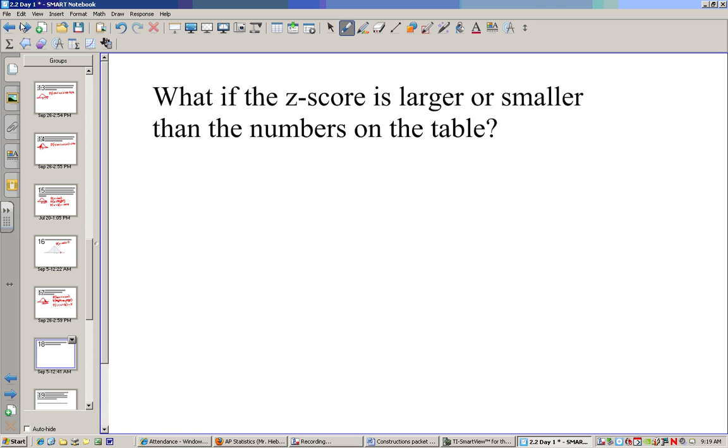All right. Now what is the z-score if the numbers are smaller or larger than in your table? So if you're using the table, if it's smaller, it would be essentially 0. And if it's greater, it'll be essentially 1.